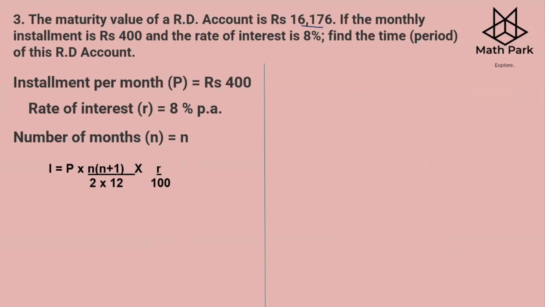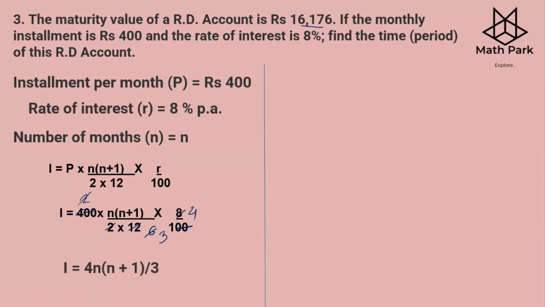Let us find interest in terms of N. Put the value P is 400 into N in bracket N plus 1 upon 2 times 12 into 8 by 100. Simplify this. So we get 2 2s are 4, 2 1s are 2, 2 6s are 12, 2 3s and 2 4s. So we get this as 4N in bracket N plus 1 upon 3. This is your interest in terms of N.